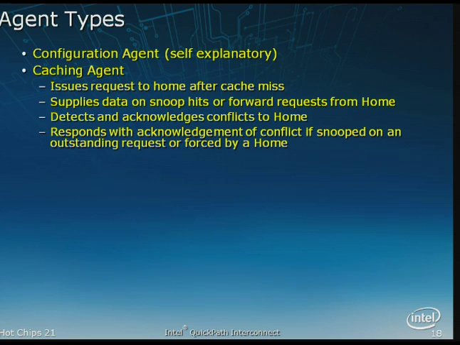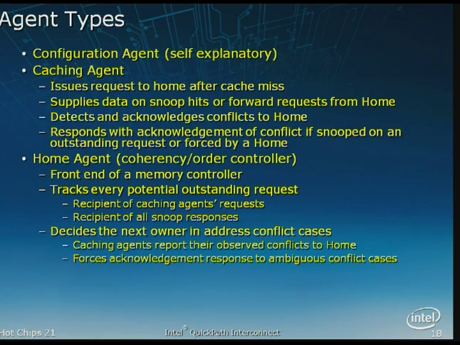Its functions are: it issues requests to the home. It could be after, it could be before a cache miss, but let's just call it after a cache miss. It supplies data on snoop hits or forwarded requests from home. It detects and acknowledges conflicts and responds with, let's repeat. Okay.